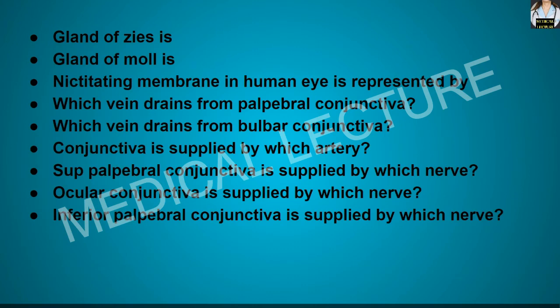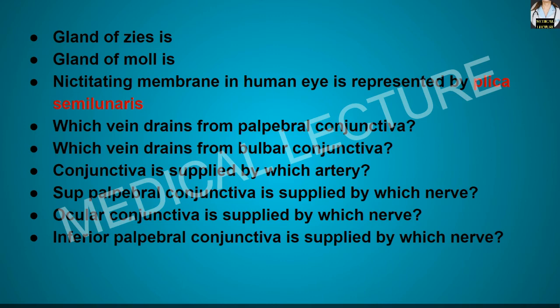Now what is the gland of Zeis? The gland of Zeis is actually a modified sebaceous gland. What is the gland of Moll? Gland of Moll is a modified sweat gland. Nictitating membrane in the human eye is represented by the plica semilunaris.